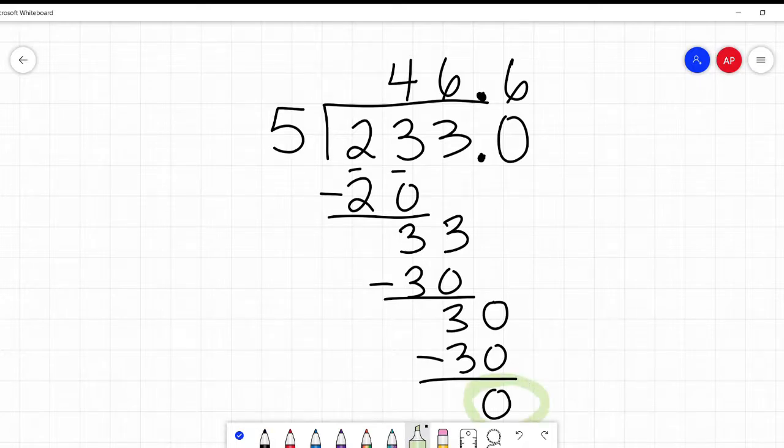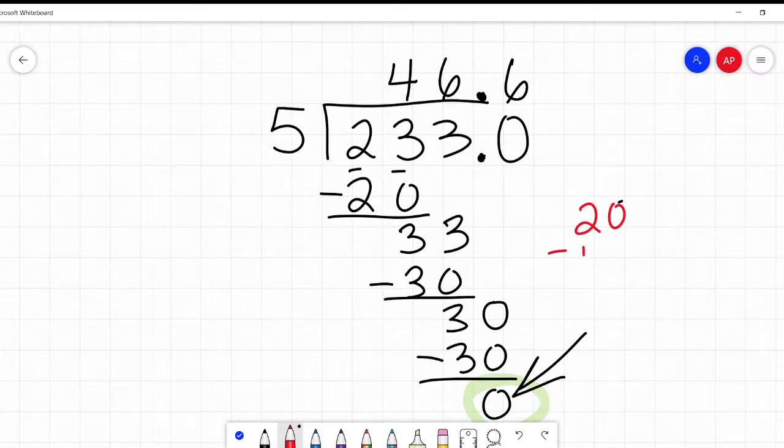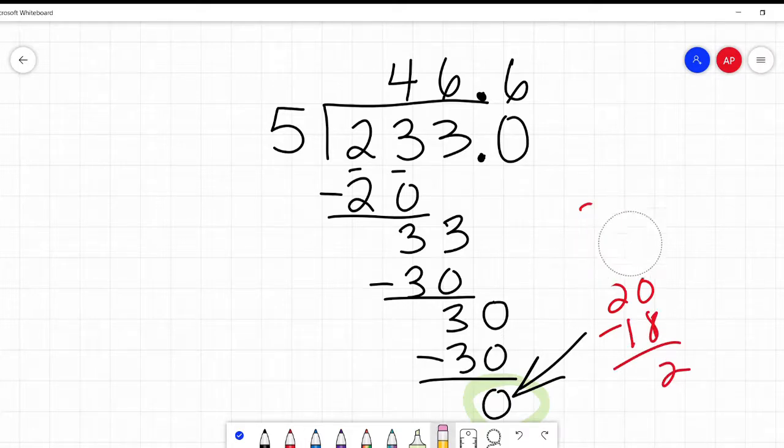This is the magic key. You're going to keep dividing and keep adding zeros until one of a couple different things happens. You're going to get a 0, which means you are done. Stop. Don't do any more. And then you've reached your answer. Or you'll see a pattern like we did before where it was 20 minus 18 is 2, 20 minus 18 is 2, and you start seeing that pattern repeating.